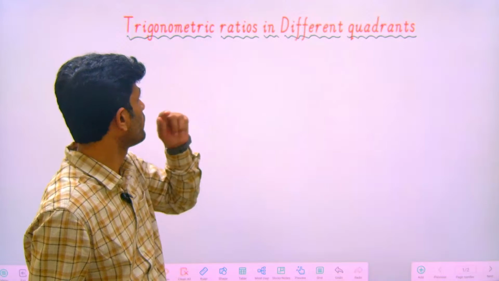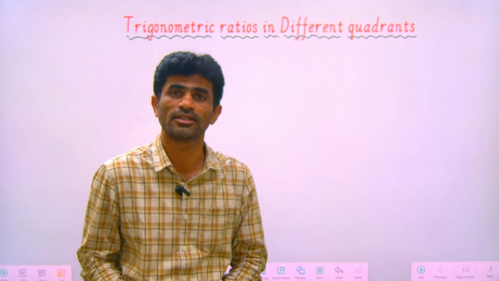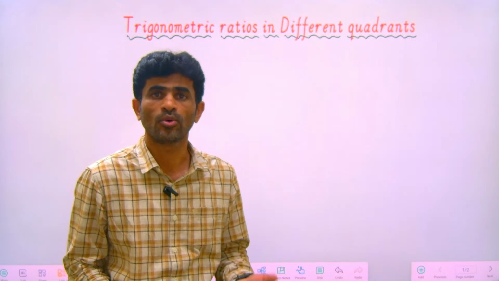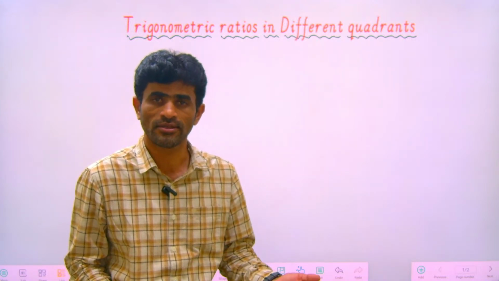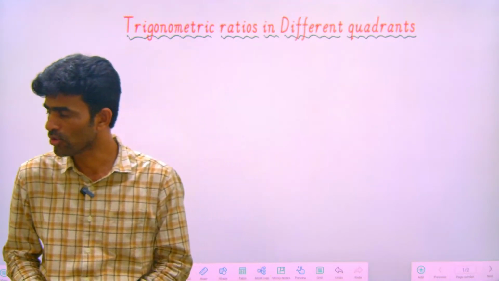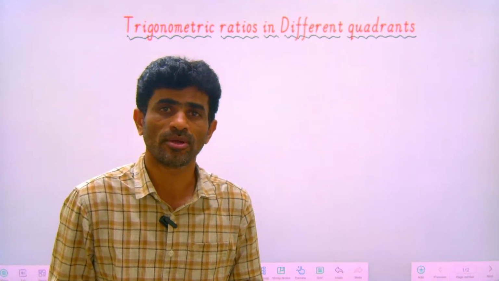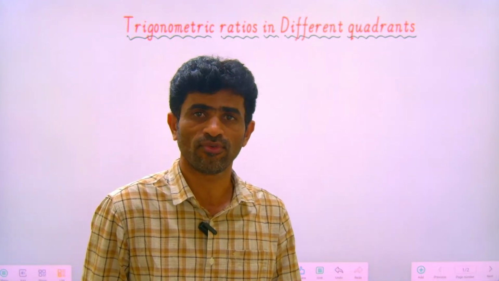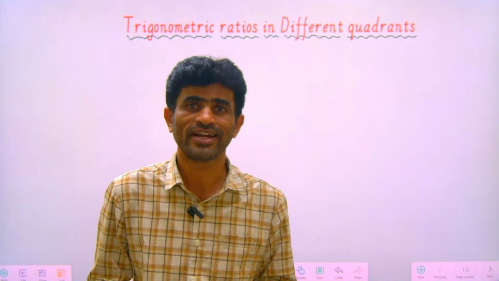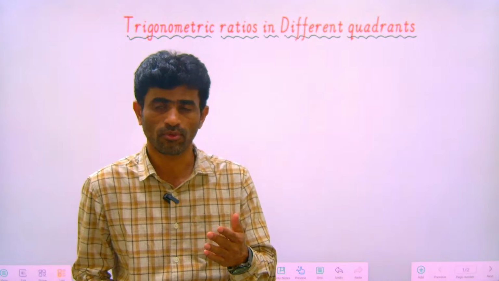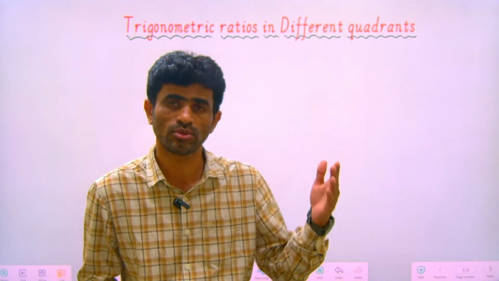Today, I am going to give you one very important topic, that is trigonometric ratios in different quadrants. So, how trigonometric ratios will change when you change from one quadrant to another quadrant. You have an idea about coordinate geometry. In coordinate geometry, we have quadrant 1, quadrant 2, quadrant 3, quadrant 4. The x-axis and y-axis divide the plane into 4 quadrants.